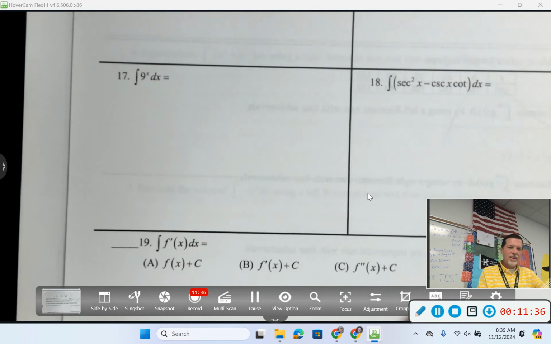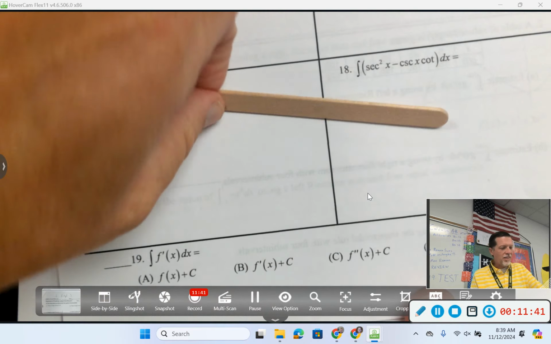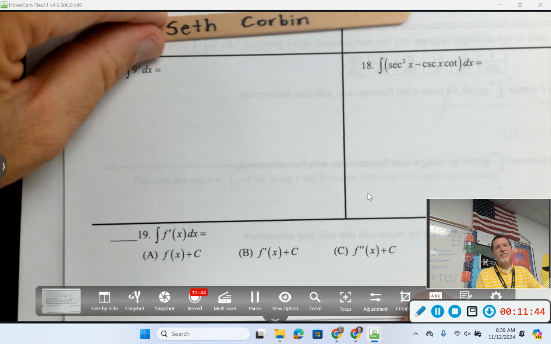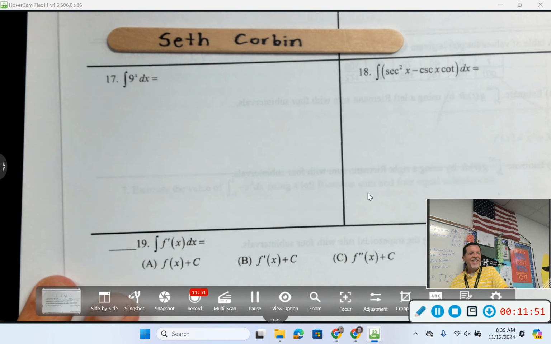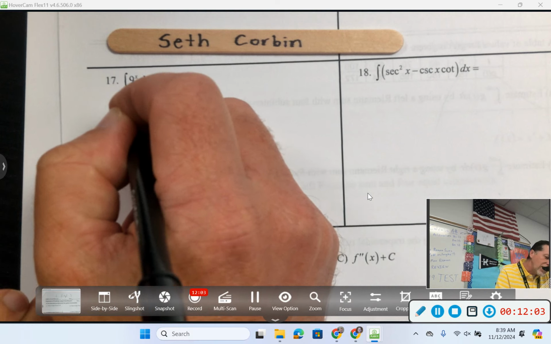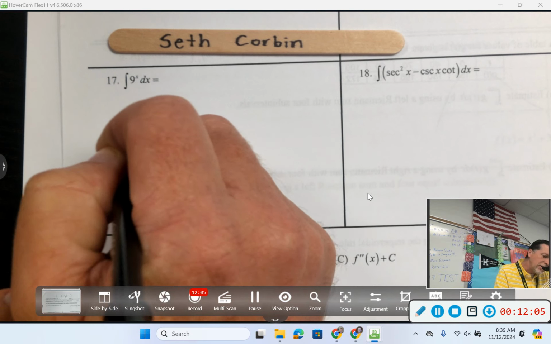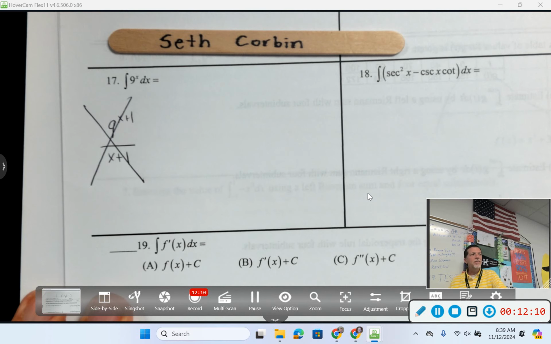17? 9 to the x? Let's pick on Seth. Why not? I got confidence in Seth. Even when Seth doesn't. Antiderivative of 9 to the x? Careful, x is in the exponent, so don't do add 1, divide by the new power. That is a very popular choice to say increase the power by 1, divide by the new power, but that's not how we do that problem.